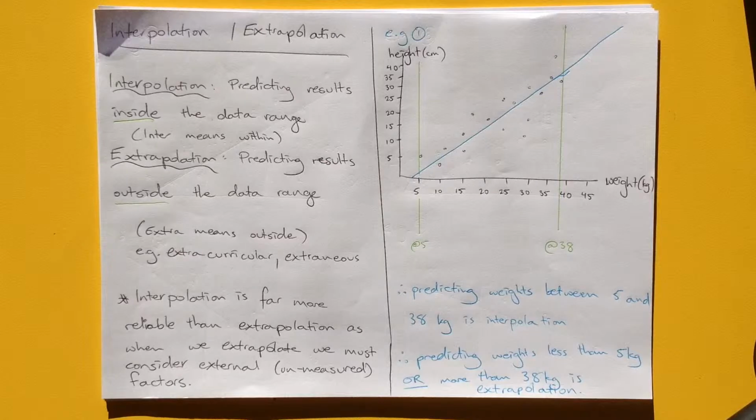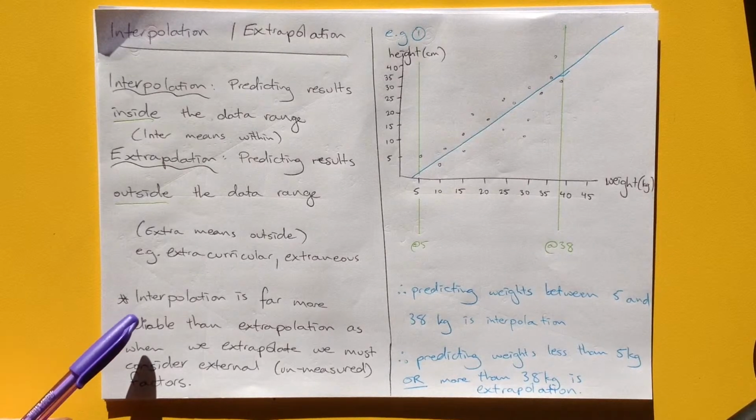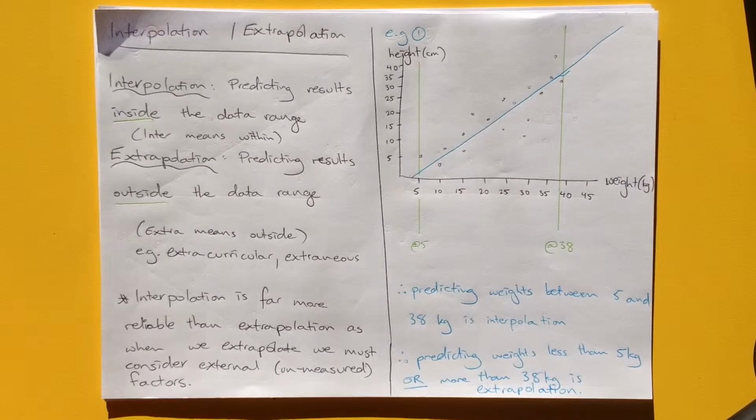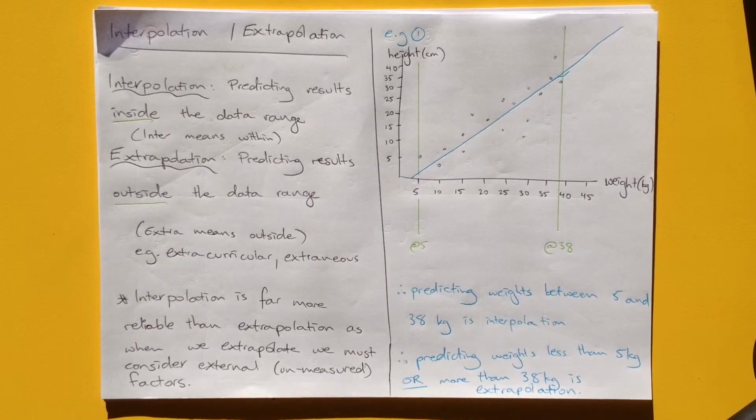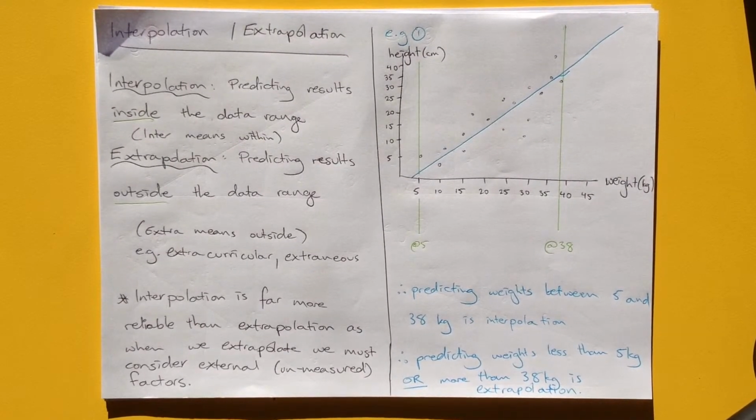So interpolation, finding things inside our current data range. Extrapolation, predicting things outside our data range. Just a quick note, interpolation is way more reliable than extrapolation, because when you extrapolate, when you go into unmeasured zones outside your data, you can't account for things like plateauing or things becoming inconsistent with what you've currently got.